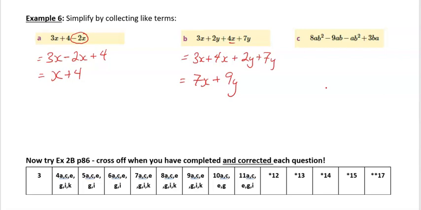Now, this might look crazy, but let's think of it another way. Let's take 8ab squared. So it's not the same as ab, but this is a like term. And I'm going to take its operator with me because I'm taking away ab squared. And just the same way, I've got minus 9ab, which is a different term, but is alike to this term, plus 3ba. But let's be smart about this.